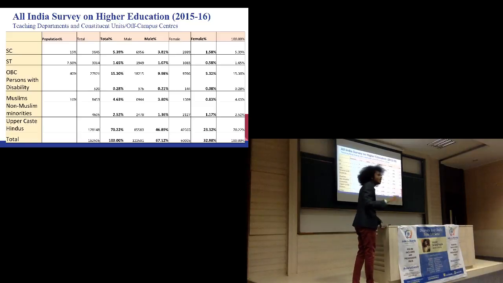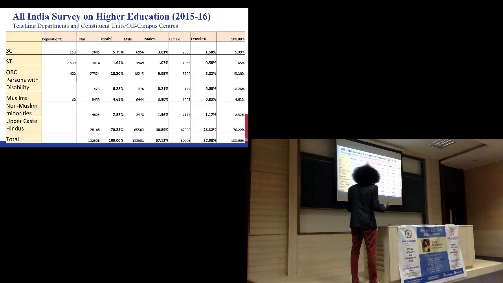Persons with disabilities, another very important but yet ignored component of Indian diversity. Well, the population we don't know, but the representation we know. 0.28%, of them male have 0.21, and again, female goes to 0.08%. And then Muslims represent 16%. They are represented in teaching departments and other affiliated education sector. Only 2.52%, male 1.36, and female again 1.17.